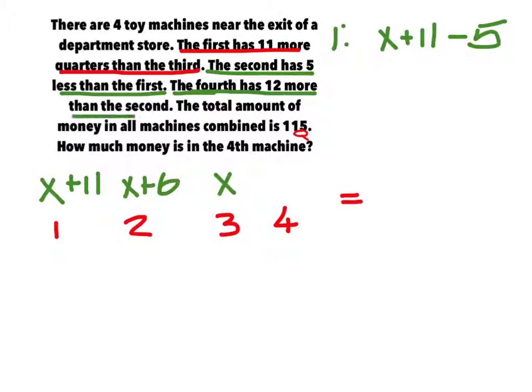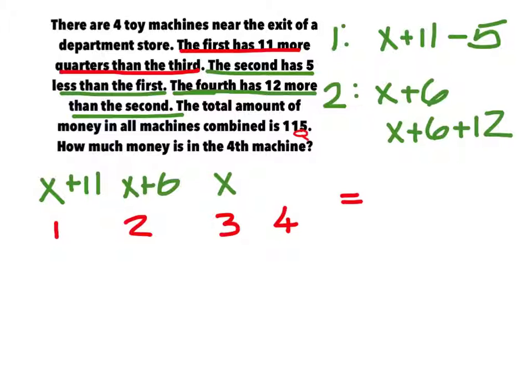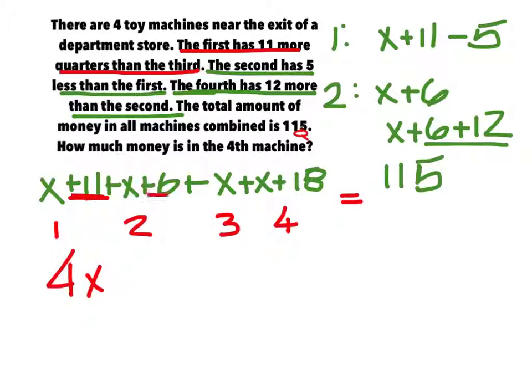The fourth has 12 more than the second. So here's the second, X plus 6. And the fourth one has 12 more. So what can I write for the fourth? How can I shorten this up? Yeah, X plus 18. And they're all equal to 115, 115 quarters altogether. So we add in our plus signs. How many X's do we have? 4. We have 4 X's. Then we have 11 plus 6 is what? 17 plus 18. 35.